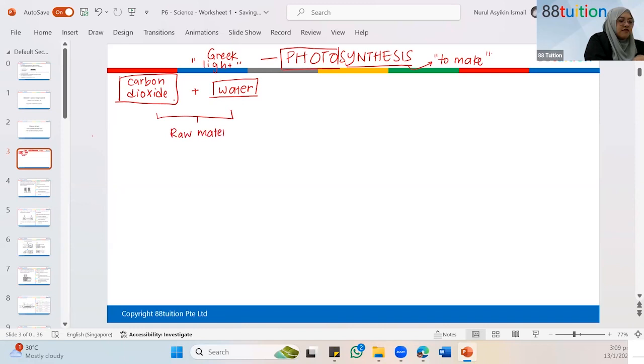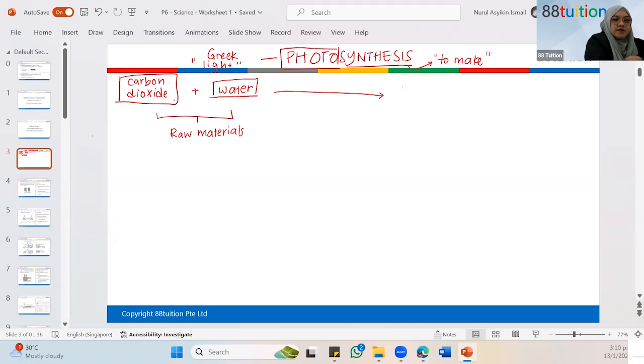Okay, raw not as in raw, not cooked, that kind, lah. English, sometimes one word can have multiple meanings. Raw just means the basic materials that you need for photosynthesis. All right, these two will combine and react to form two substances over here. What are the two things that they form for photosynthesis?